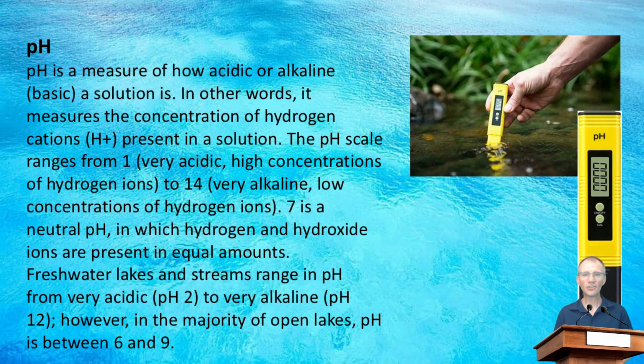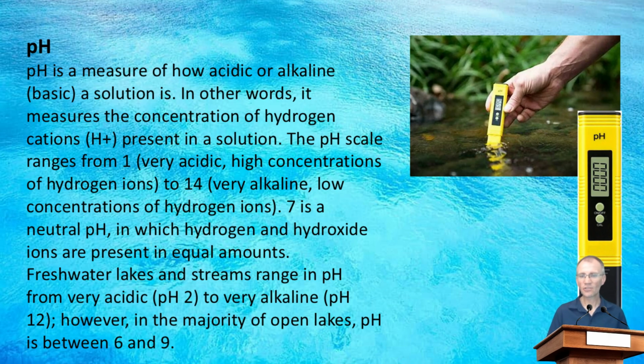pH. pH is a measure of how acidic or alkaline (basic) a solution is. In other words, it measures the concentration of hydrogen cations, H+, present in a solution. The pH scale ranges from 1, very acidic, with high concentrations of hydrogen ions, to 14, very alkaline, with low concentrations of hydrogen ions. 7 is a neutral pH, in which hydrogen and hydroxide ions are present in equal amounts.